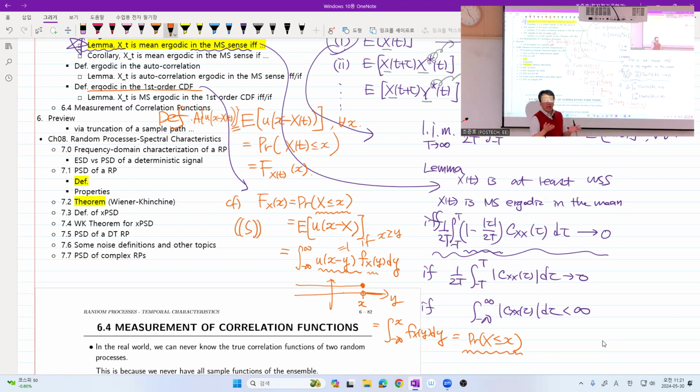Because we do not know the first order CDF, we just assume that we can estimate it from the time average. However, there is no basis. So your boss or you yourself may ask, is this assumption really true? In that case, you use the lemma.